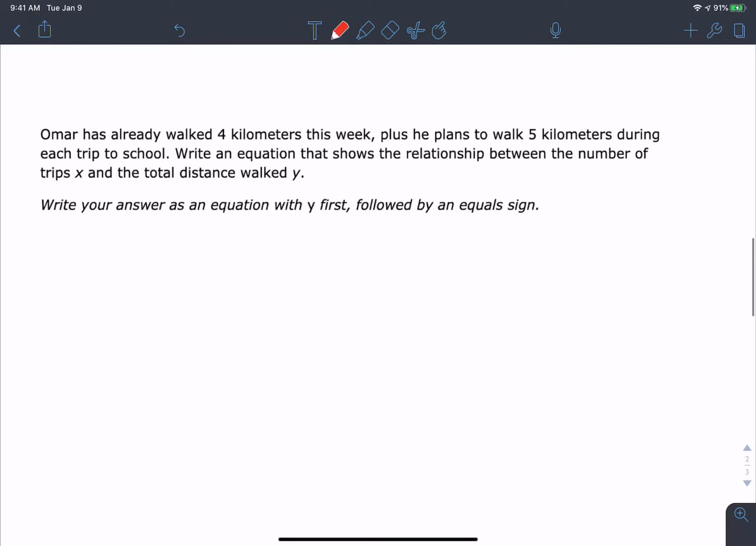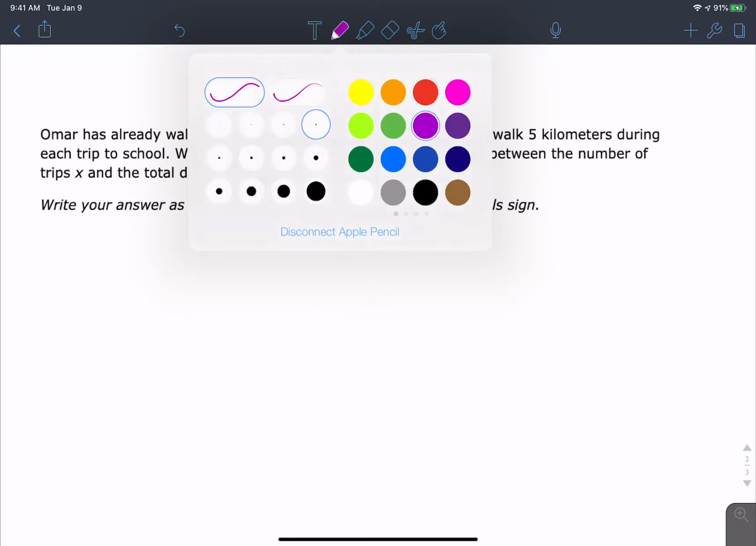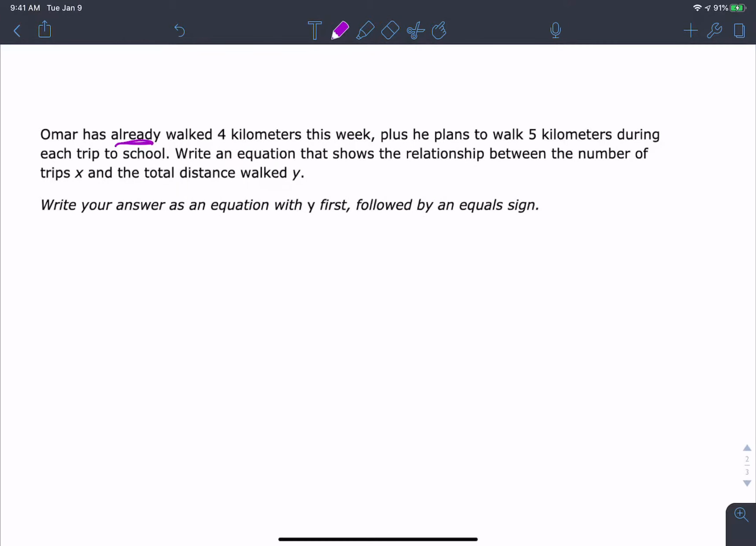Omar has already walked 4 kilometers this week. So again, this is already done. So this means this is going to be a constant. There's nothing changing with that. Plus, he plans to walk 5 kilometers during each trip to school. Write an equation that shows the relationship between the number of trips. So we don't know how many trips. Trips is our x. But we know that it's 5 kilometers for every trip.